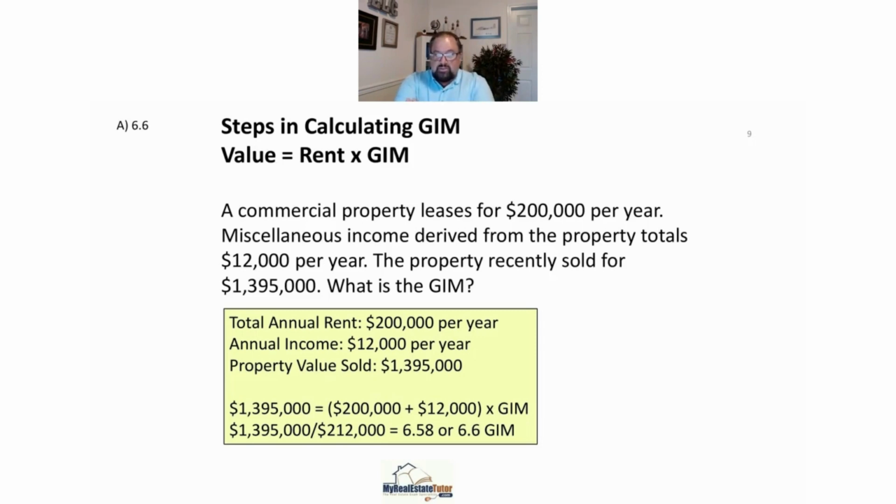So I'm going to set this up just like it did in the formula. My value is $1,395,000 equals. And I'm going to combine, remember, I've got to combine any rent and income generated for a GIM. So it's $200,000 plus $12,000 times the GIM. And that's what I'm looking for, the GIM. So basically it's $1,395,000 divided by $212,000, which is the annual rent plus the income. I get 6.58. They tell you to round up to 6.6.